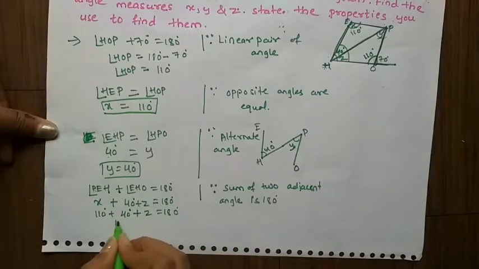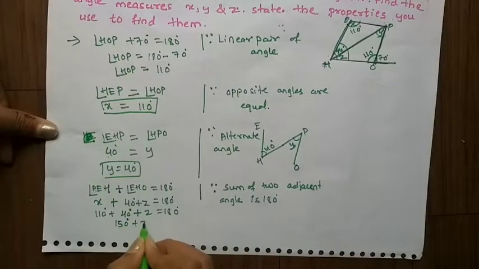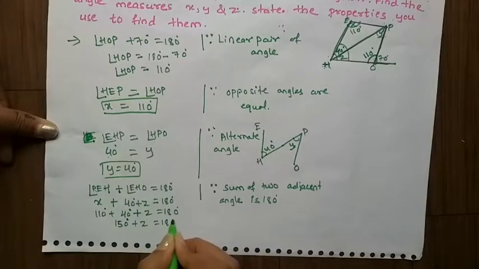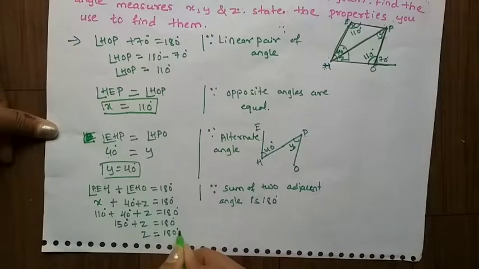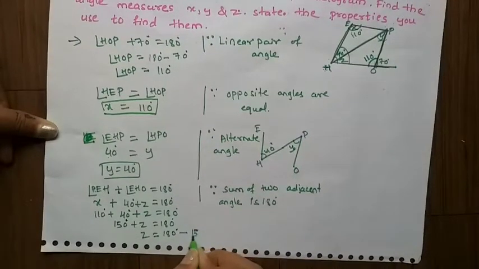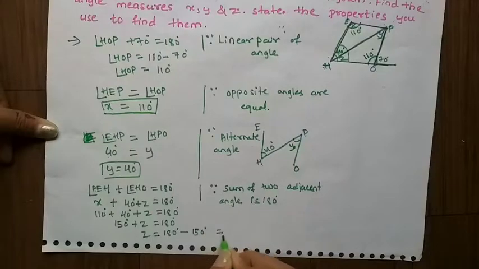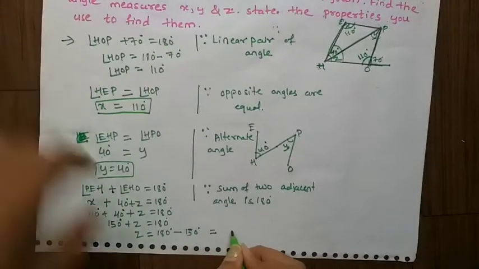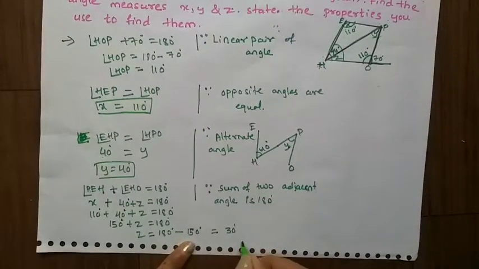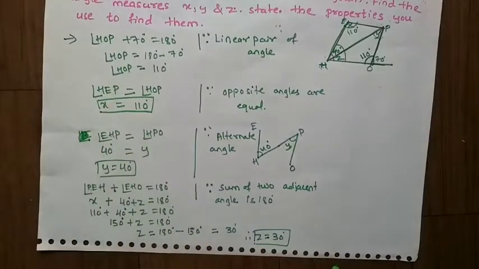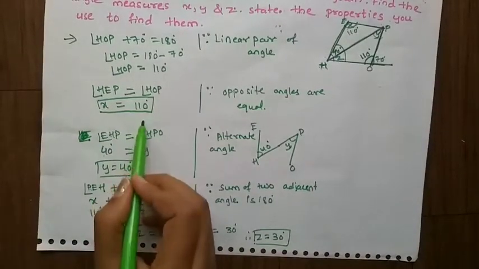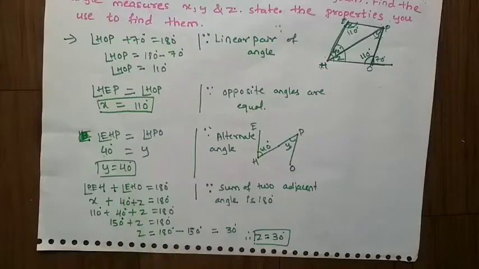110 plus 40 is 150 degree plus angle Z is equal to 180 degree. Z is equal to 180 degree minus 150 degree, and 180 minus 150 is 30 degree. Therefore, Z is equal to how much? 30 degree. This is our solution. Here x value is 110 degree, y value is 40 degree and z is 30 degree.